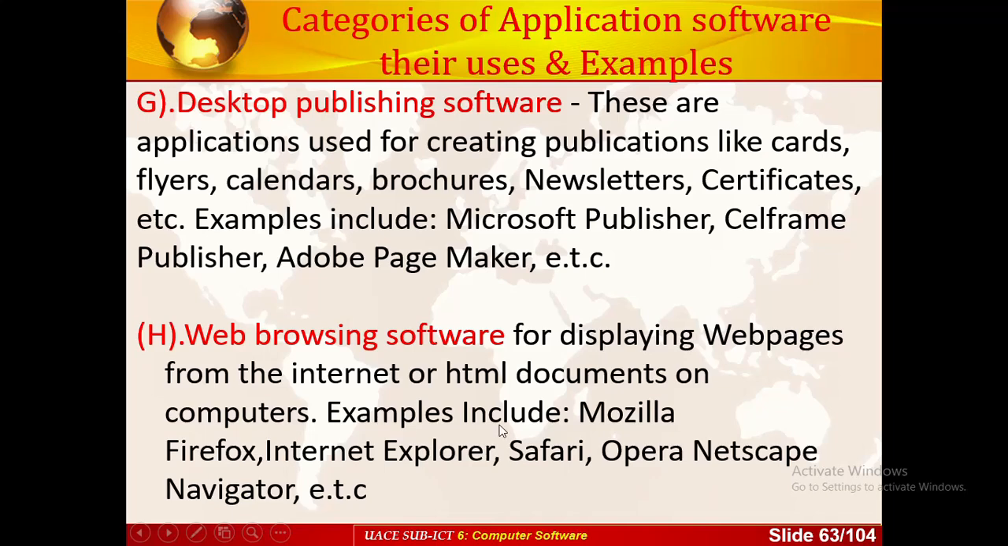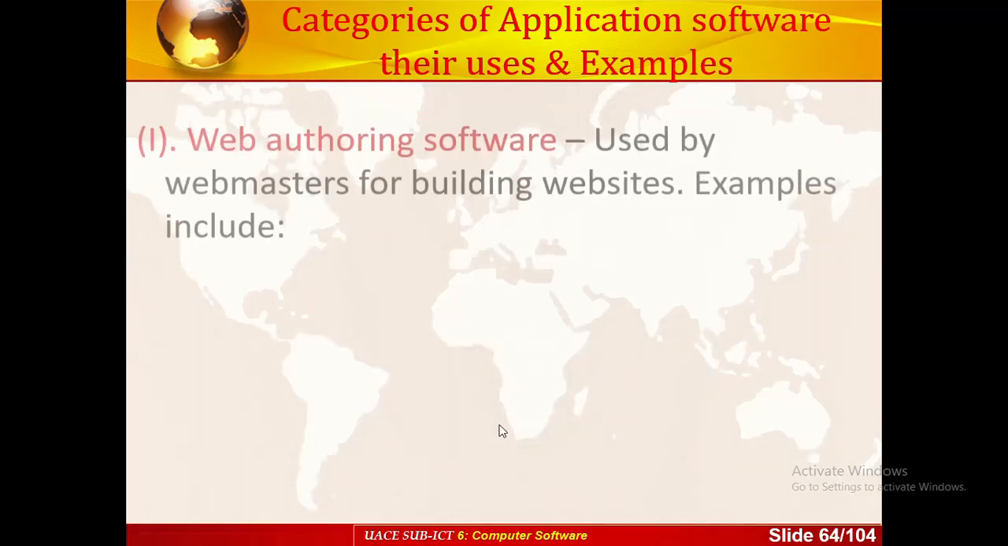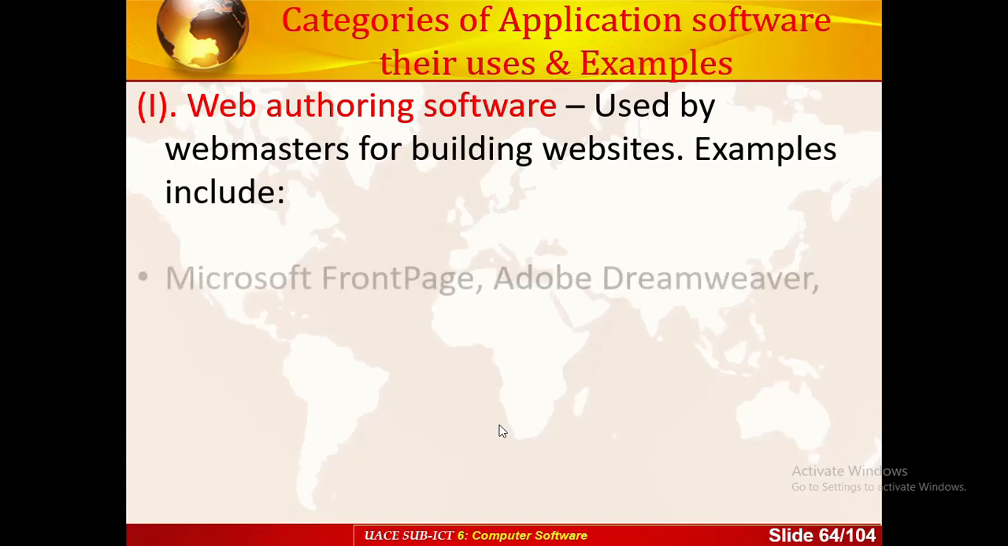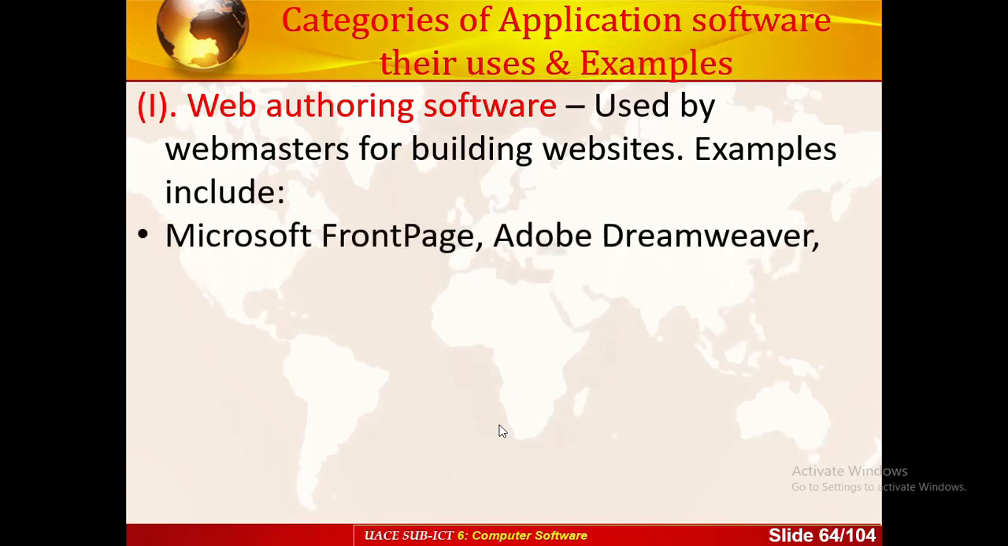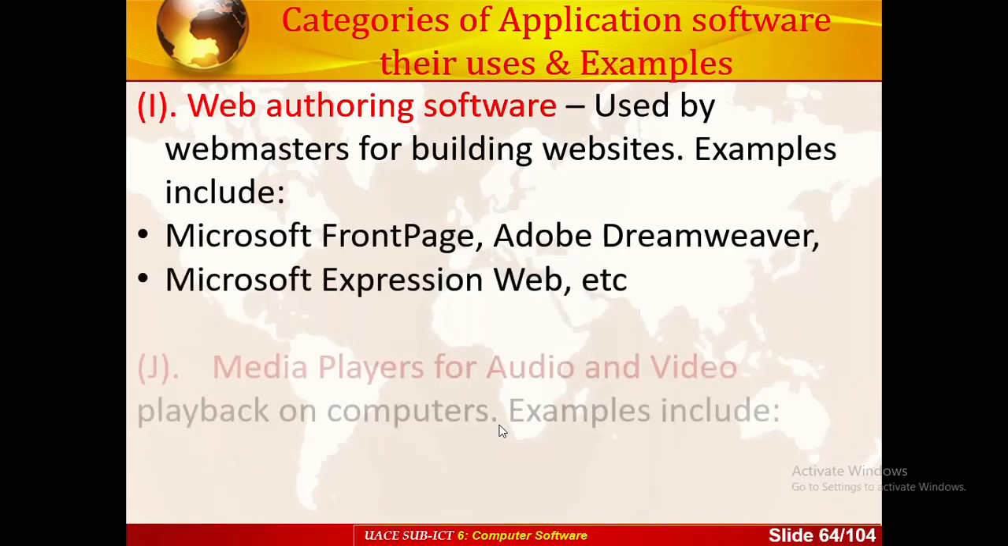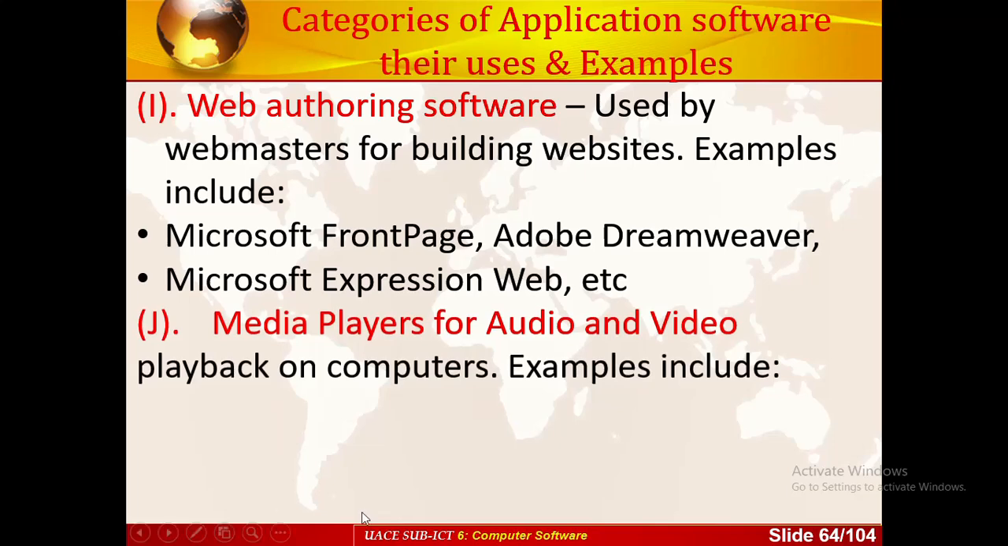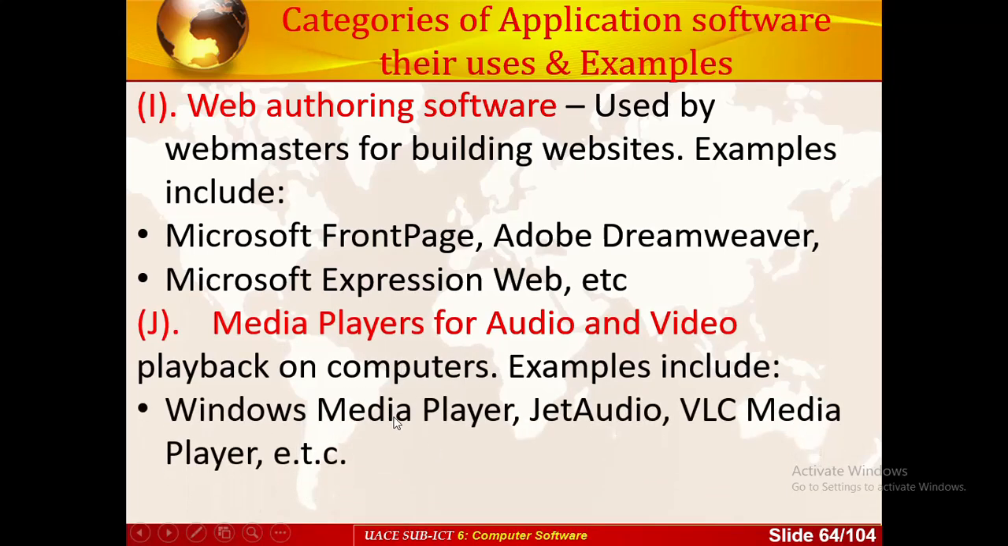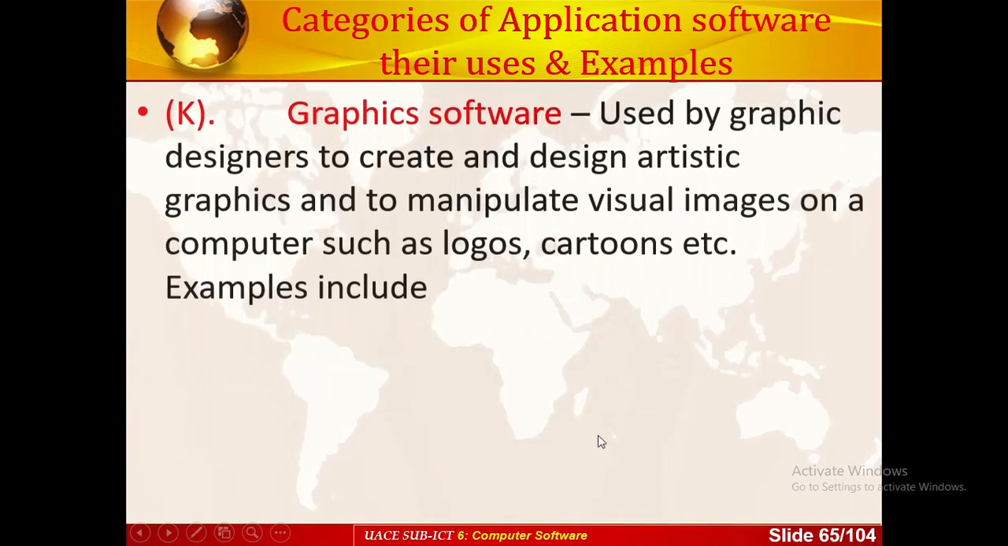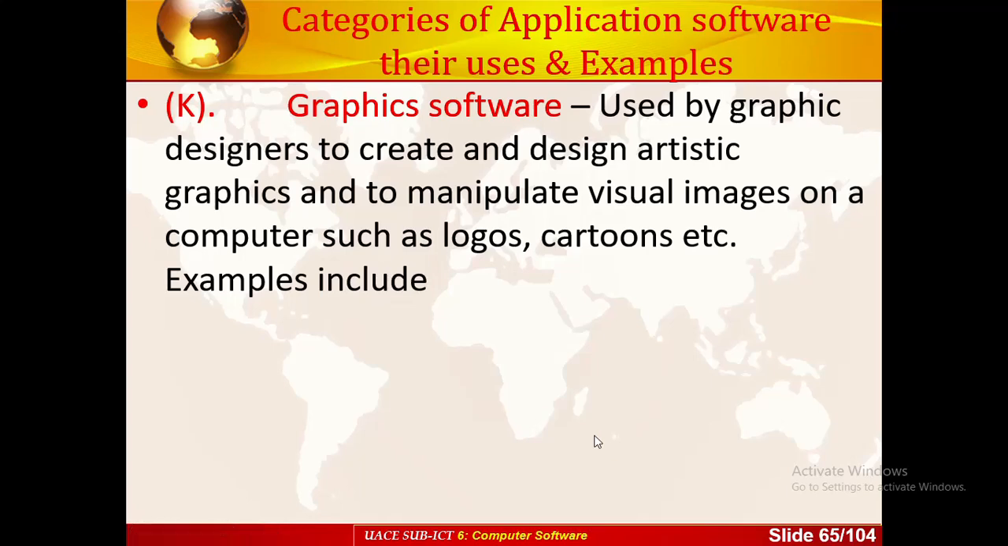We have web browsing software for displaying pages from the internet, like HTML documents. Of course, we have Mozilla Firefox, Internet Explorer, and many others. We can also talk about web authoring software for building websites. We have Adobe Dreamweaver, Microsoft Expression Web, and many others. With media players, we have playback on computers. We can talk of Windows Media Player, VLC Media Player. All these are called application software. We install them on the computer according to our desires.